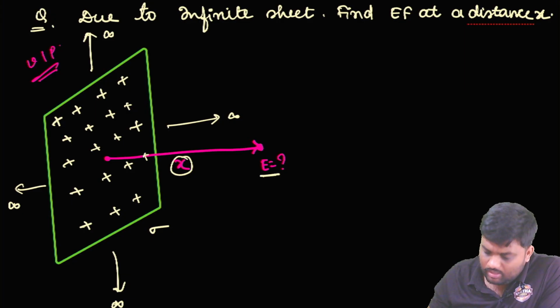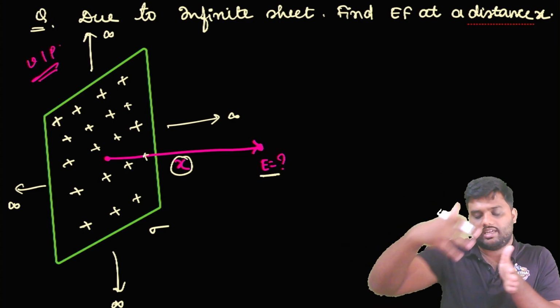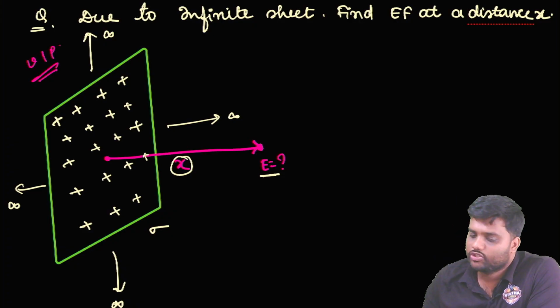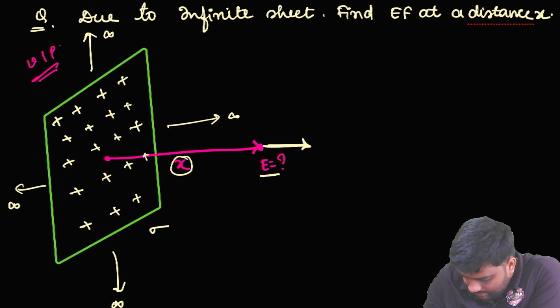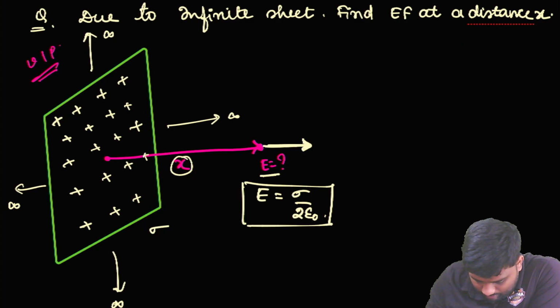Sir, it is an infinite sheet everywhere. One sheet anta andre ella kade sheet spread agide. Due to that, at some distance x, what should be the electric field anta kelta idare. See, it is very simple. Like electric field, idu positive idya, positive ide anta andre electric field ee kadege barutte. That electric field is given by sigma by 2 epsilon naught.